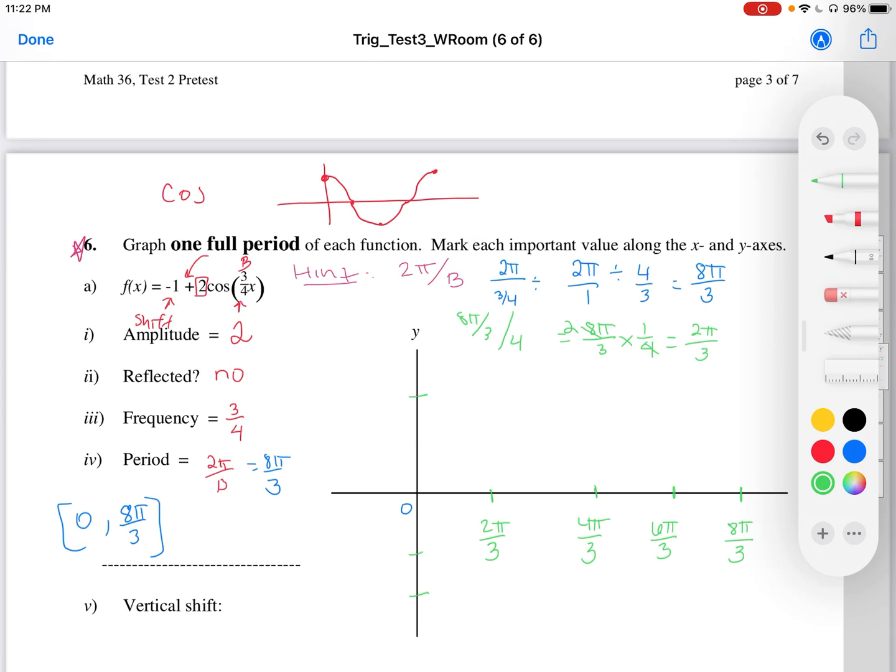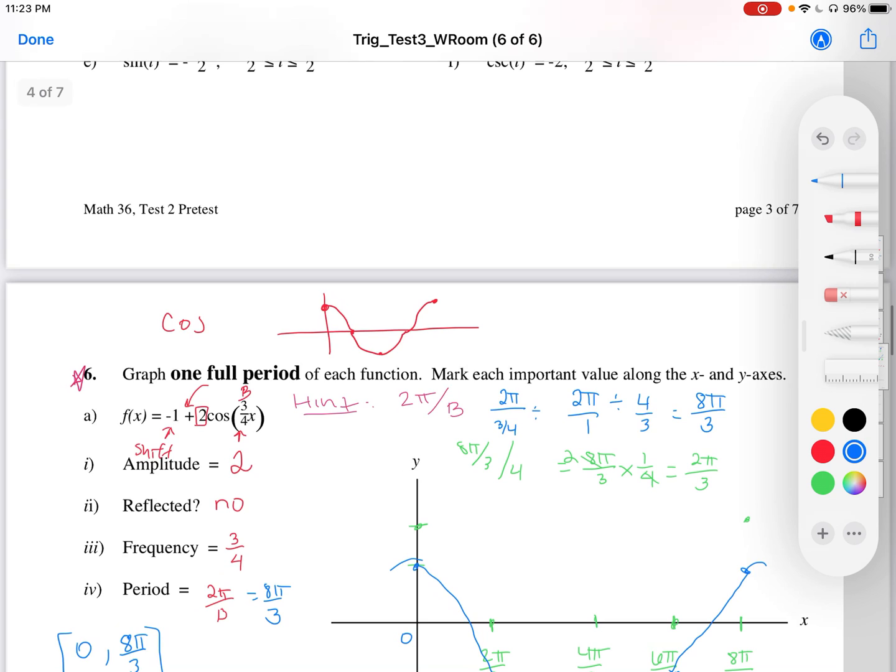So I'm going to draw a little ghost one first. I start at 2, go to 0, go to -2, back to 0, and go to 2. But because I'm shifted down 1, I'm going to shift each one down 1. And there we have our graph. And that's part of our wave function.